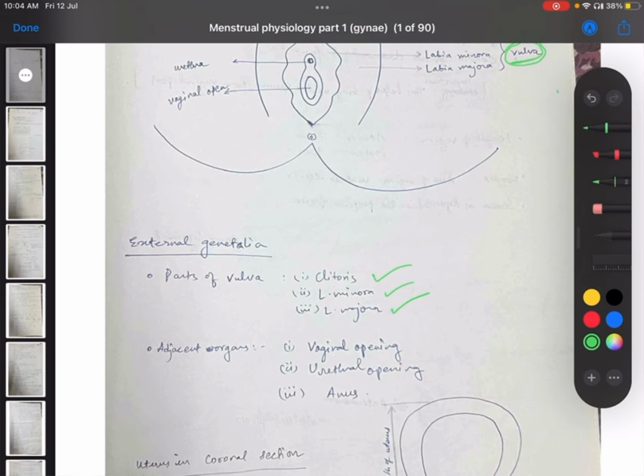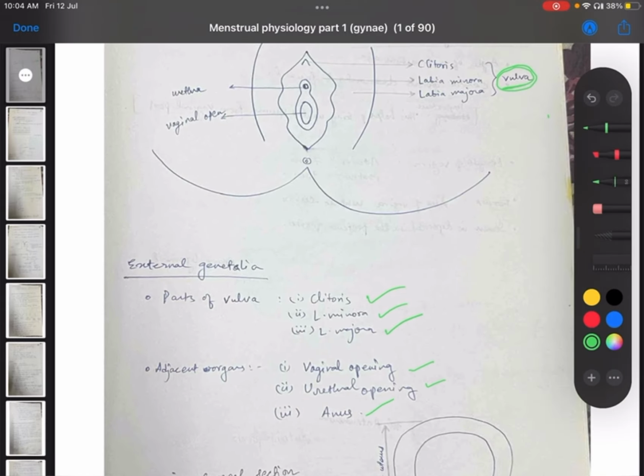What are the adjacent organs? The vaginal opening, urethral opening and the anus. These are the adjacent organs: urethra, vaginal opening and the anus.